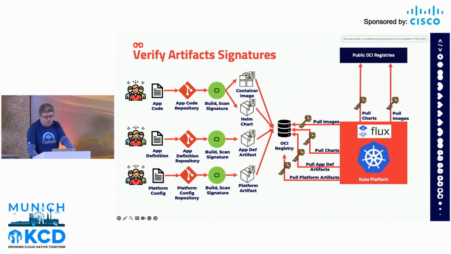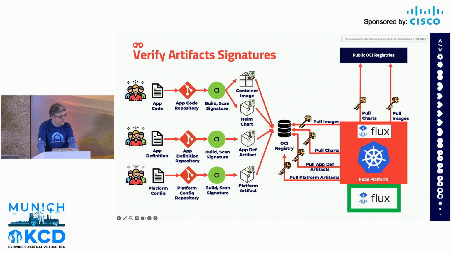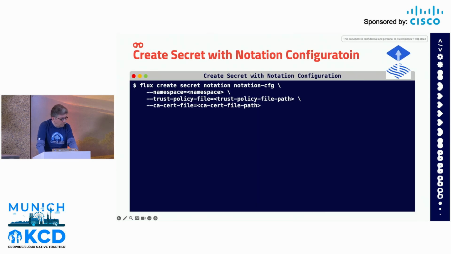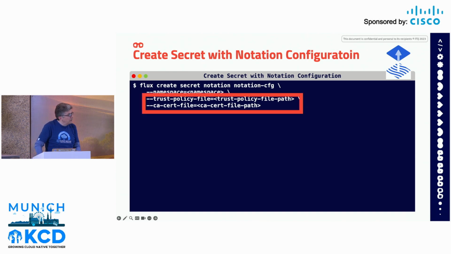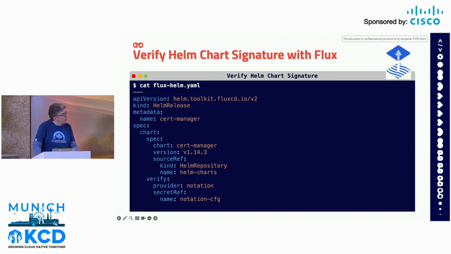Then for the chart and the Flux configuration, you can use Flux itself. So let's see how to do it with Flux. Flux can verify the artifact before applying it into the Kubernetes cluster. Before that, we need to create a dedicated secret that contains the configuration and notation we used in the producer environment. Here we need a trust policy and the root CA that was used during the notation creation, and then use this configuration in your Helm release.